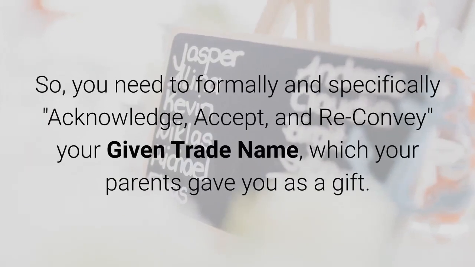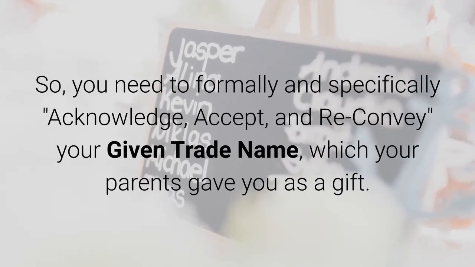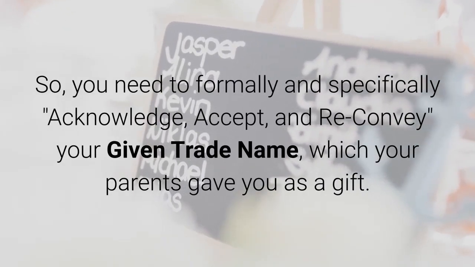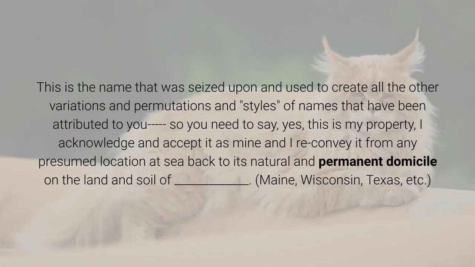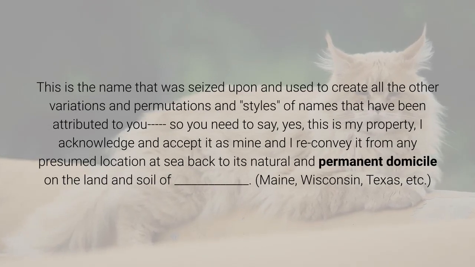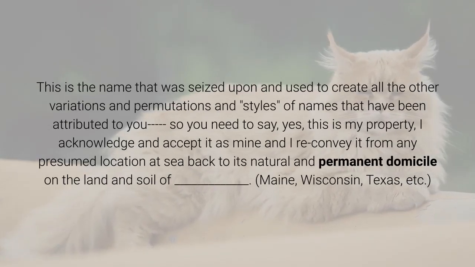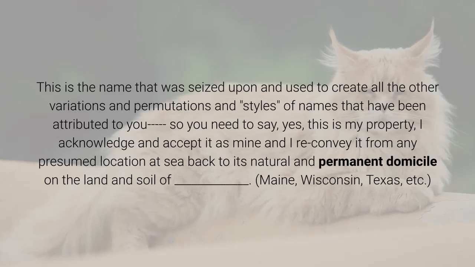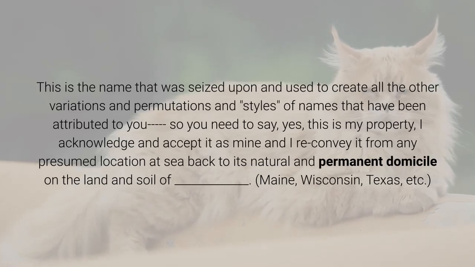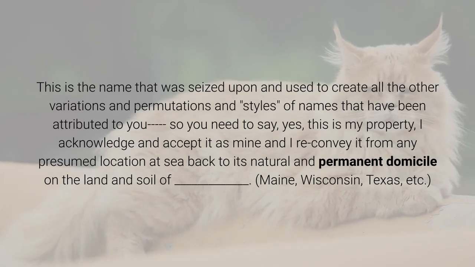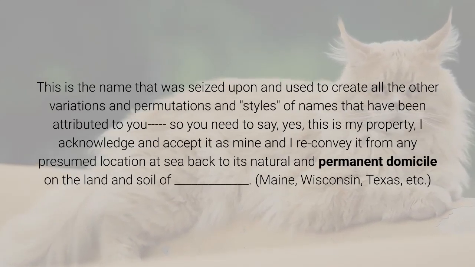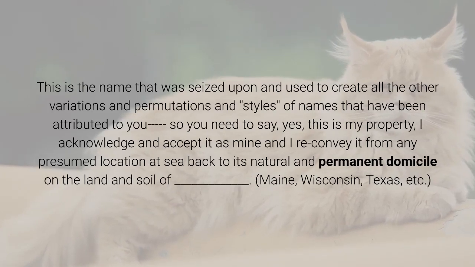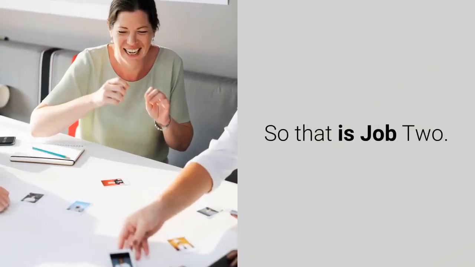So, you need to formally and specifically acknowledge, accept, and reconvey your given trade name, which your parents gave you as a gift. This is the name that was seized upon and used to create all the other variations and permutations and styles of names that have been attributed to you, so you need to say, yes, this is my property, I acknowledge and accept it as mine, and I reconvey it from any presumed location at sea back to its natural and permanent domicile on the land and soil of blank, Maine, Wisconsin, Texas, etc. So that is job 2.